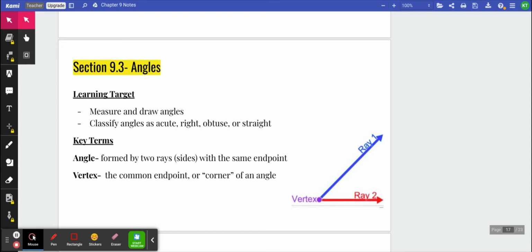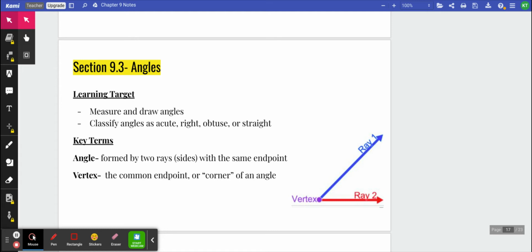All right, section 9.3, getting into angles. We're eventually building up to our most basic shape, the triangle. But today we're going to talk about angles. We'll learn how to measure and draw them, how to name them, how to classify them, and some key terms that we need to know.